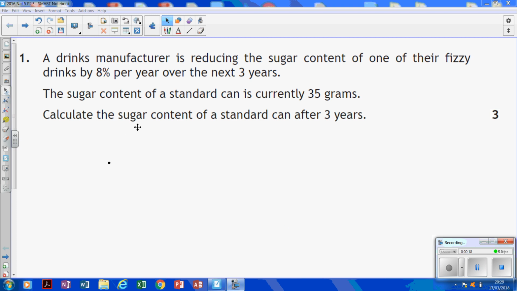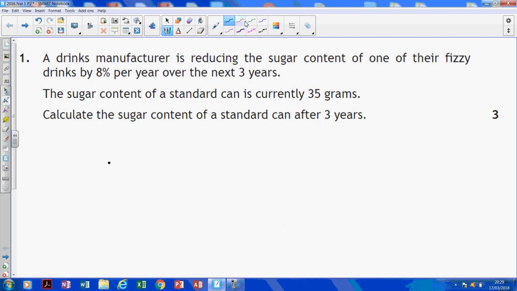Right, so the first thing we do is we're starting off with 100%. Now they are going to reduce the amount of sugar in that can by 8%. So when we take 8% away, we end up with 92%. Now we've got to think about what is 92% as a multiplier, in other words, what is it as a decimal? And it is 0.92. So that's the first thing that you write down on your paper.